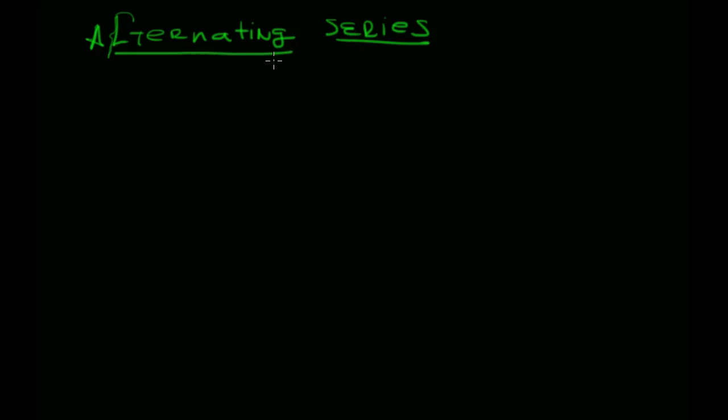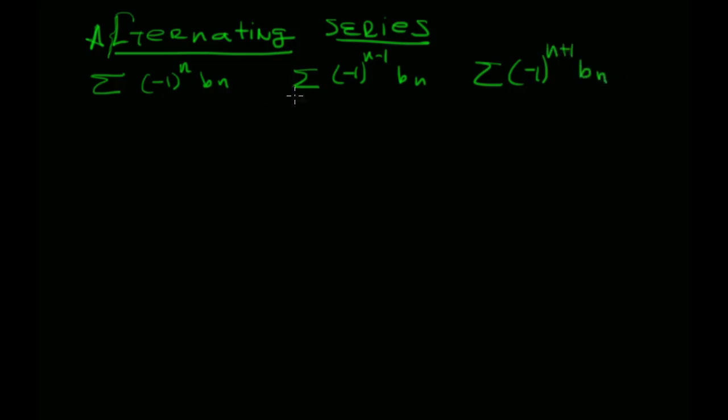Okay, so this video is dealing with what we're going to call alternating series. They're a pretty common thing. They're any type of series that is kind of flipping back and forth between negative and positive. Usually it's some series that has either -1 to the n times something, or -1 to the n minus 1 times something, or -1 to the n plus 1 times something. Any one of these is an example of an alternating series.